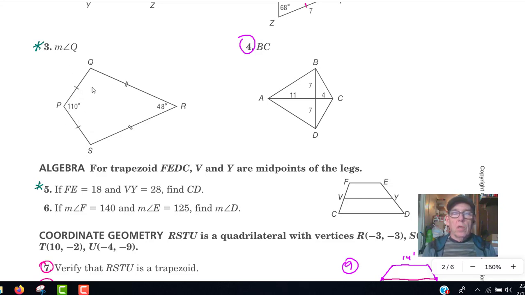Here's a trapezoid. The sum of the inside angles has to be 360. Angle Q and angle S are going to be congruent to each other. So 110 plus 48 subtracted from 360, divided by 2. You're going to be able to find angle Q and angle S. Let's look at number 4.